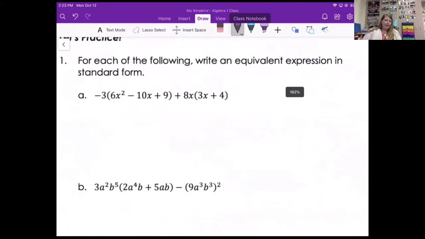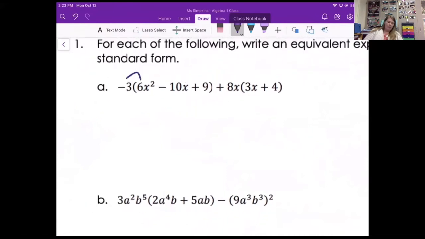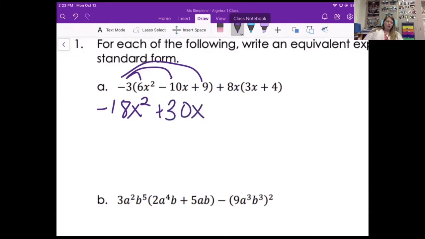So let's look at letter A. For that first set of parentheses, we're going to distribute our negative 3. Negative 3 times 6x squared would be negative 18x squared. Negative 3 times negative 10x would be plus 30x. Good. And negative 3 times positive 9 would be minus 27. Yeah, math is hard sometimes.